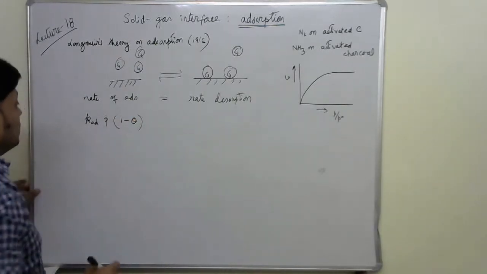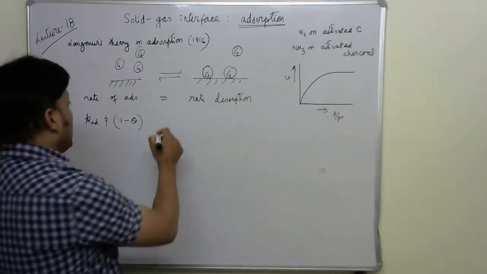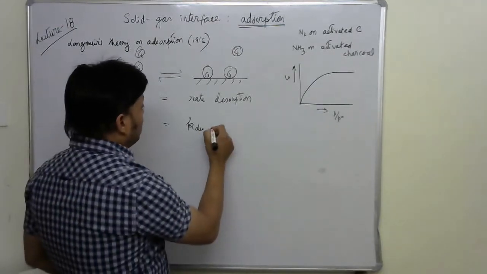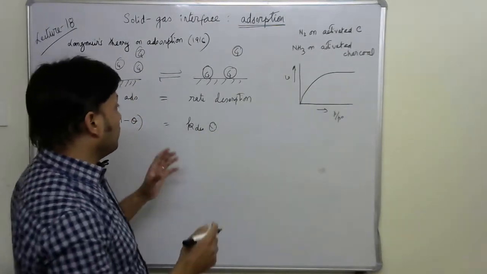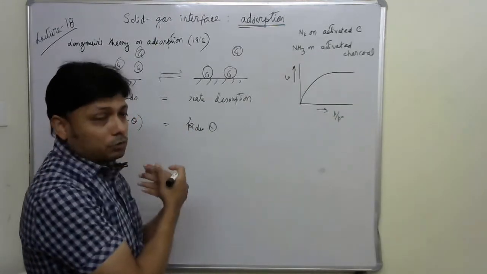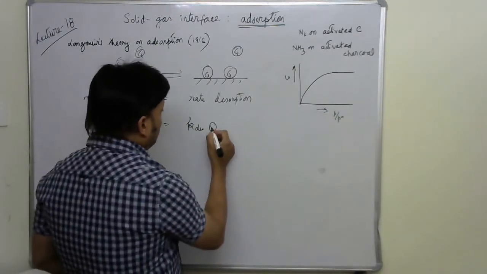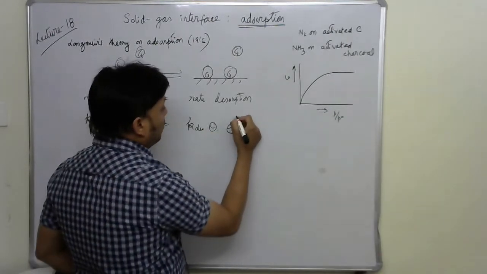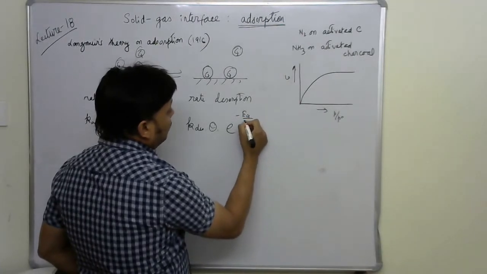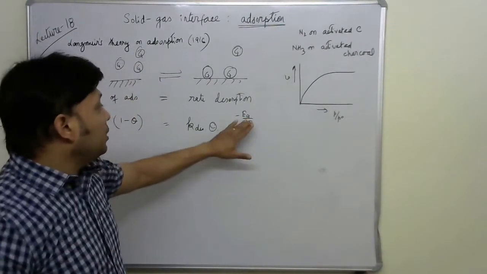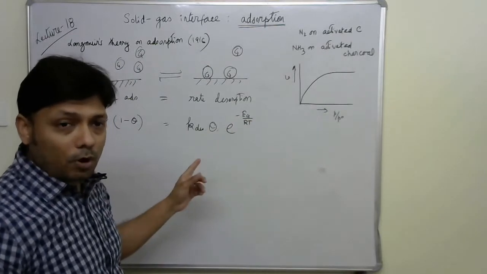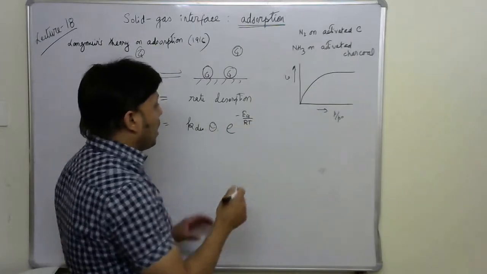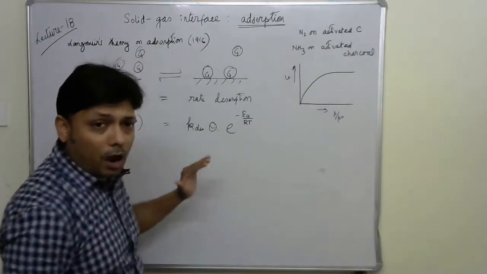So this is 1 minus theta, because theta is the fraction of sites occupied, and that is equal to the rate of desorption, K des, multiplied by definitely theta. Theta is the fraction of sites occupied. That means the more the occupation, the higher the desorption rate. And here also Langmuir introduced another factor, that is e to the power minus EA divided by RT. So this EA is the activation energy of the desorption process. All right. So this term e to the power minus EA over RT is almost like the exponential term of the Arrhenius equation.